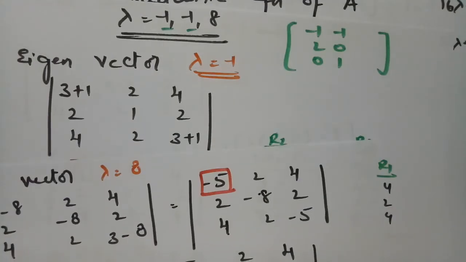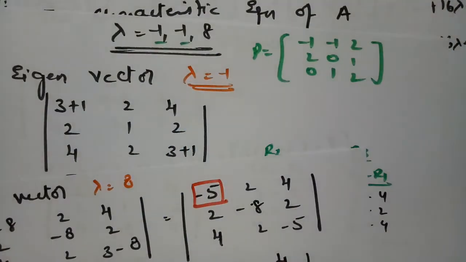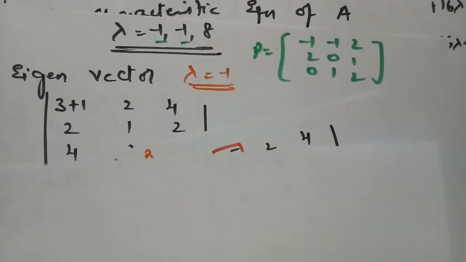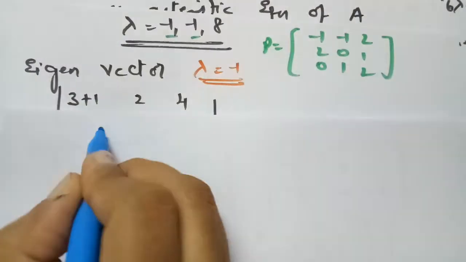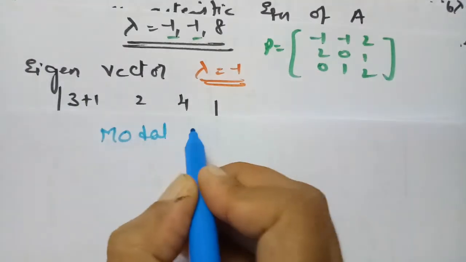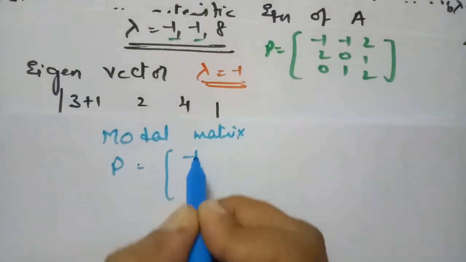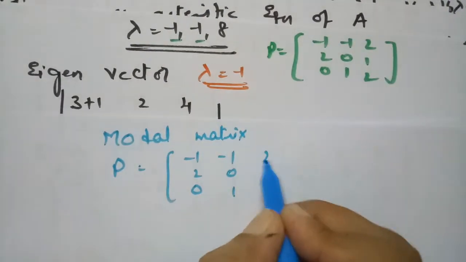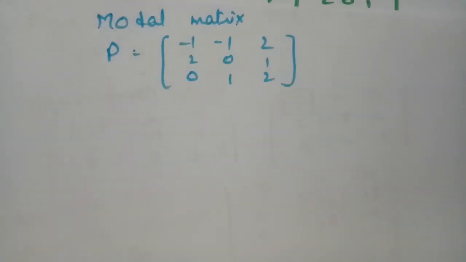So now this is 2, 1, 2, and this is nothing but the modal matrix P. After getting all the eigenvectors, we got the modal matrix P as: minus 1, 2, 0, and minus 1, 0, 1, and 2, 1, 2. And now we have to find the det P.